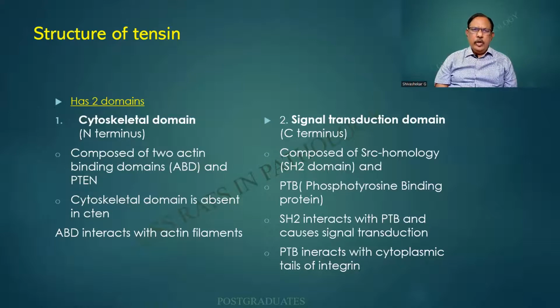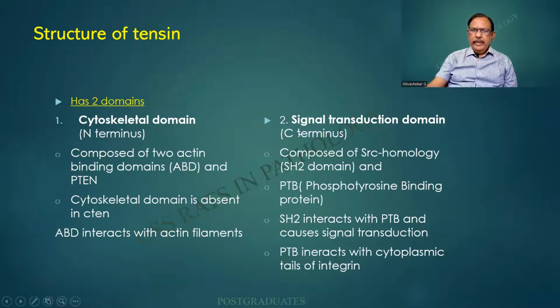Now, the tensin has got 2 domains. Domains means regions. One is a cytoskeletal domain called the N terminus and the signal transduction domain at the C terminus. The cytoskeletal domain is composed of 2 actin binding proteins, namely ABD and P10. And the cytoskeletal domain is absent in C10. This is a little difficult, but if you can remember this much: cytoskeletal domain and signal transduction domain, more than enough. As I told you, these domains will be interacting with the actin filaments.